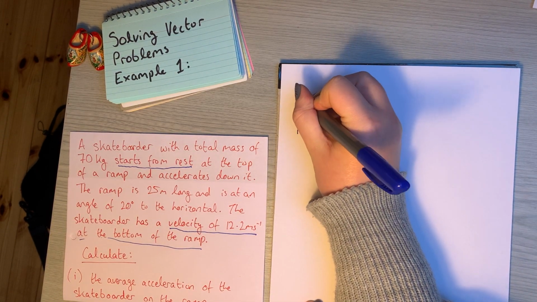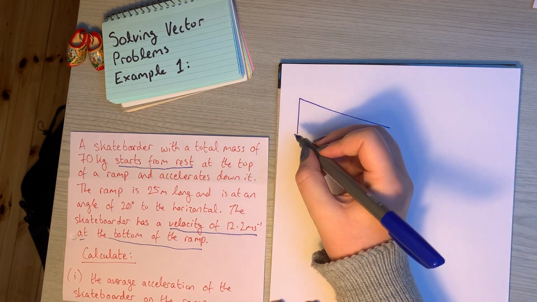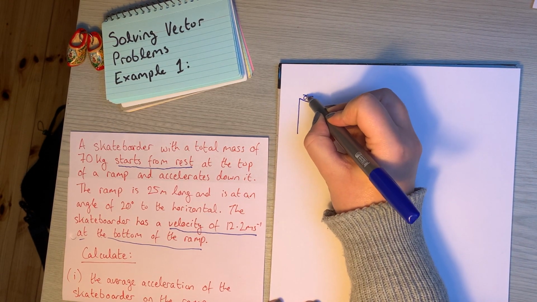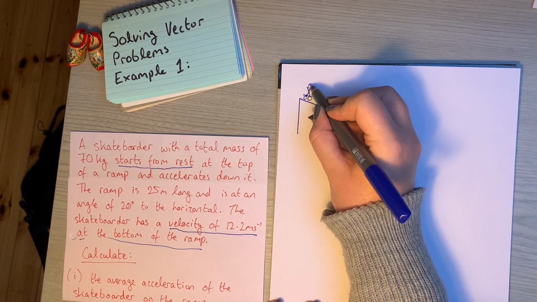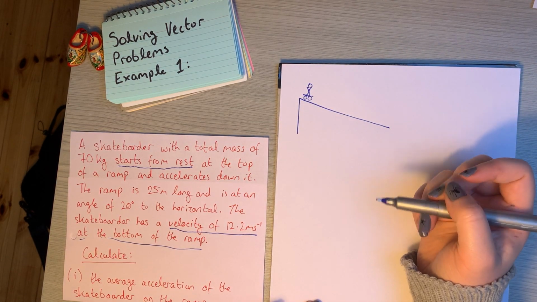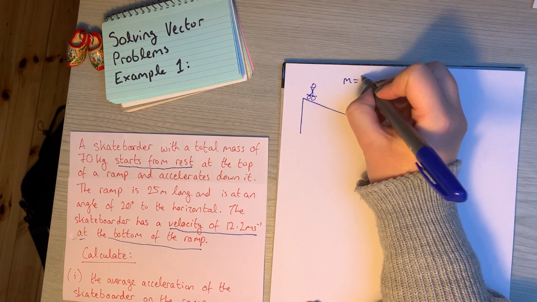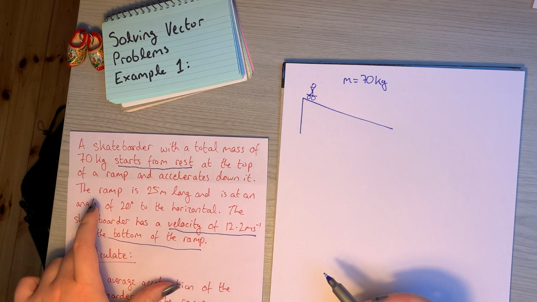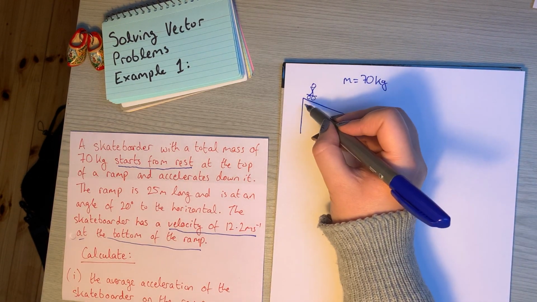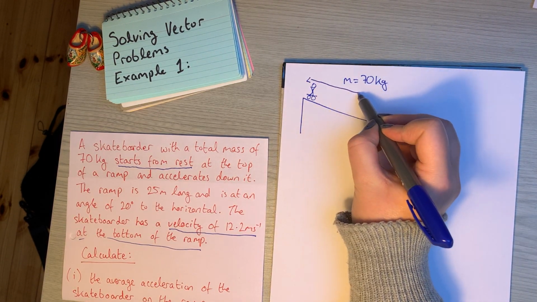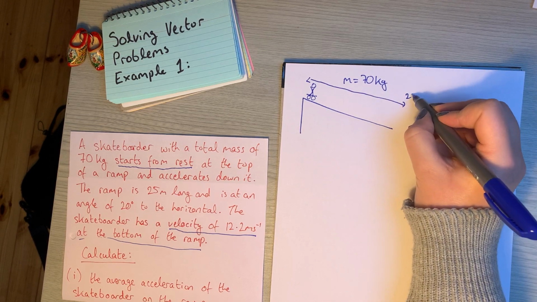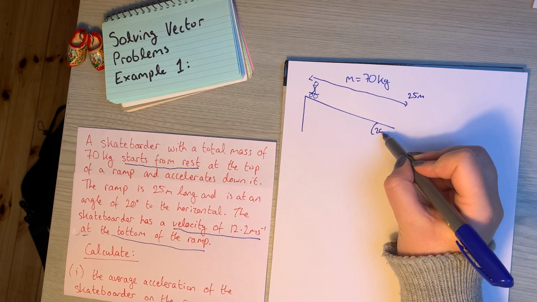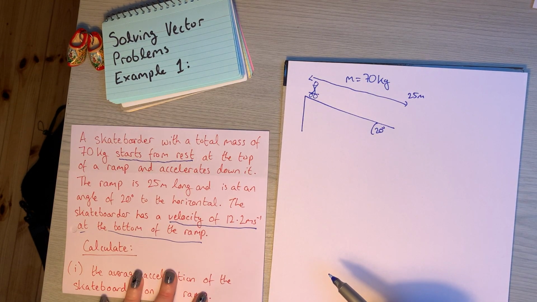So if we draw a little diagram to represent the information we have so far, so that's our ramp there. Our skateboarder is at the top of it, like so. And he's got a mass of 70 kilograms. And the ramp is 25 meters long. So that means from here down to here, 25 meters. And it's at an angle of 20 degrees to the horizontal.